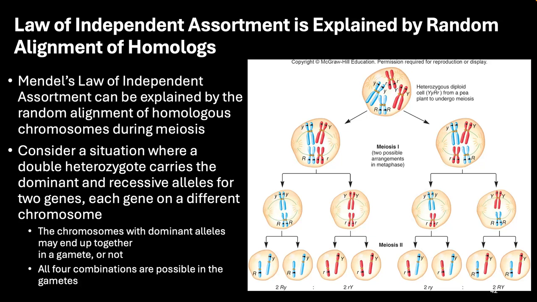The law of independent assortment also makes sense in the context of chromosomes and meiosis. Recall that this law states that different traits are inherited independently of one another. Indeed, if the genes for these traits are located on different chromosomes, this holds true in the context of meiosis. Random alignment of homologous chromosomes across the metaphase plate in meiosis 1 shows how different genes are inherited independently of one another. And this figure illustrates this law of independent assortment using chromosomes.